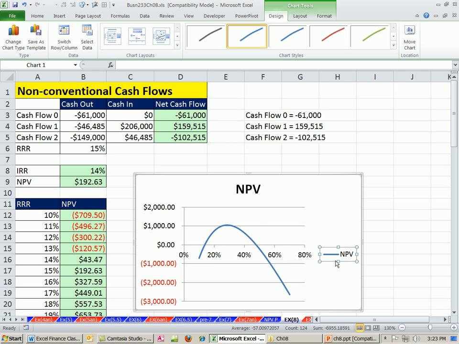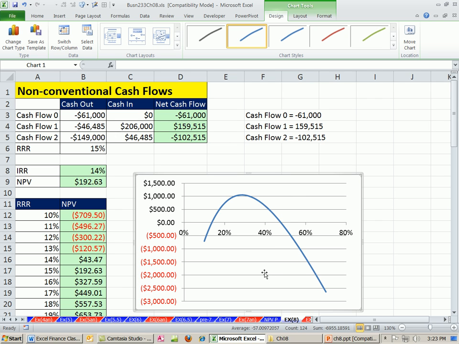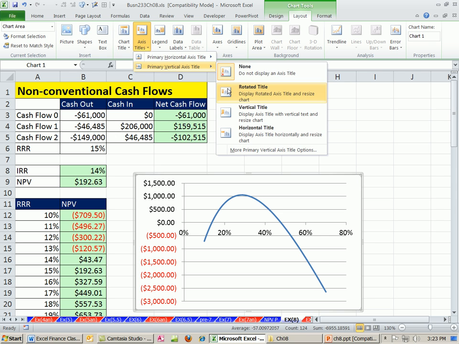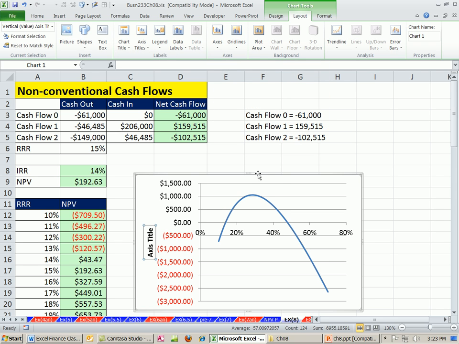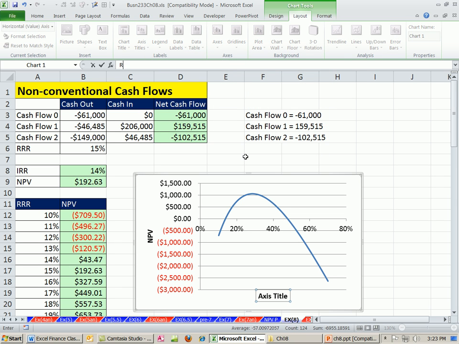Now I'm going to clean this up a little bit. I'm going to delete that. Delete that. And I'm just going to put two labels. Layout, vertical. I'm going to type net present value. Enter. I'm going to go up here. Horizontal. This is going to be RRR. This is the required rate of return. And so there we have it.